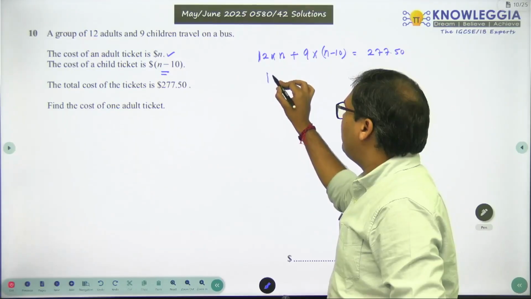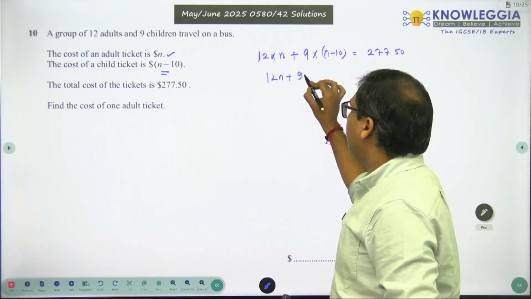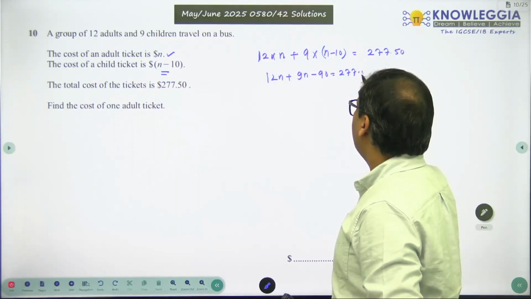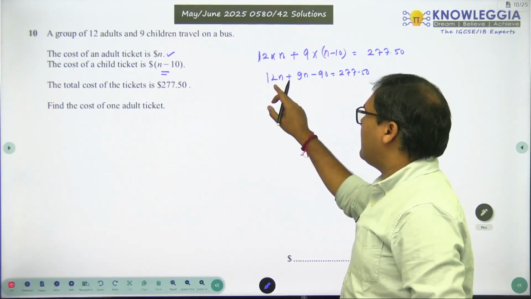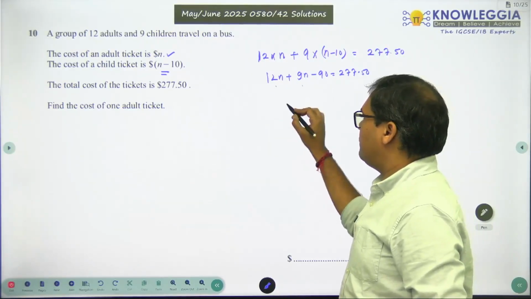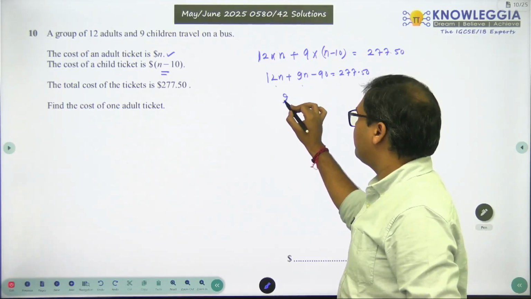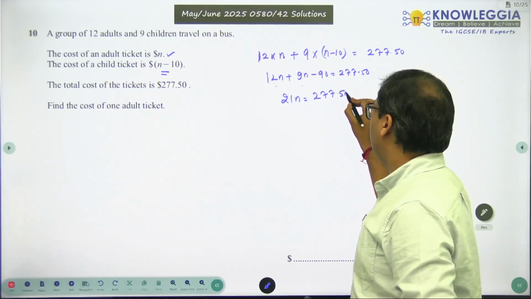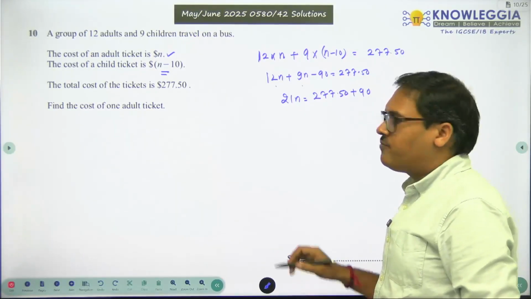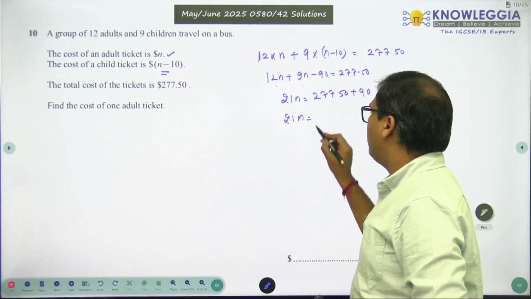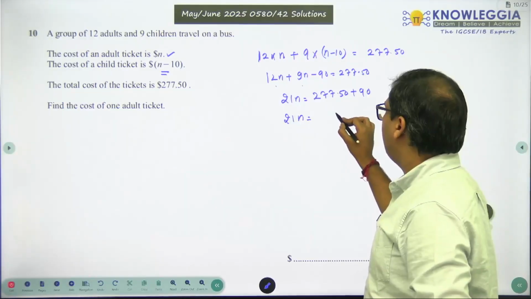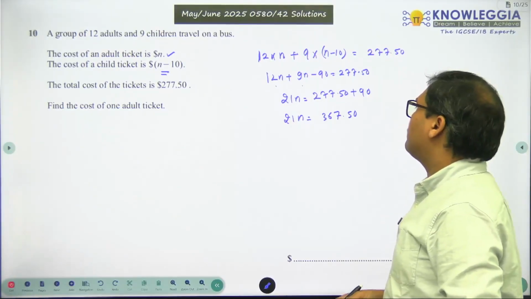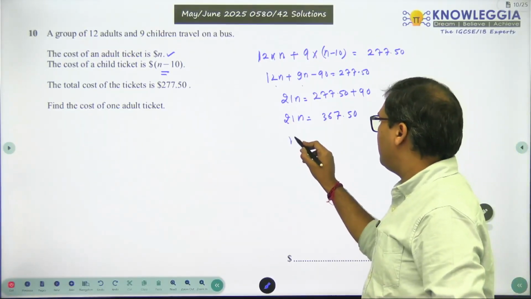You can see this is 12n plus 9 times (n minus 10). I'll just open this: 12n plus 9n minus 90 equal to 277.50. So now what is this? 12n plus 9n is 21n. And if I add 90 on both sides, 277.50 plus 90 becomes 367.50. So 21n is equal to 367.50.